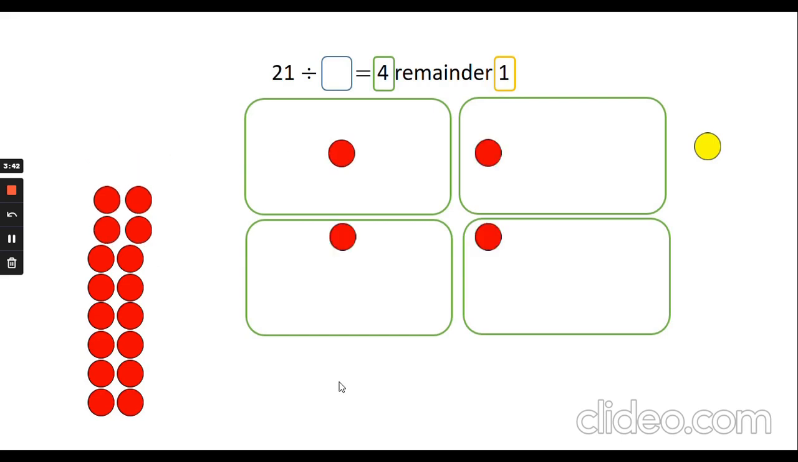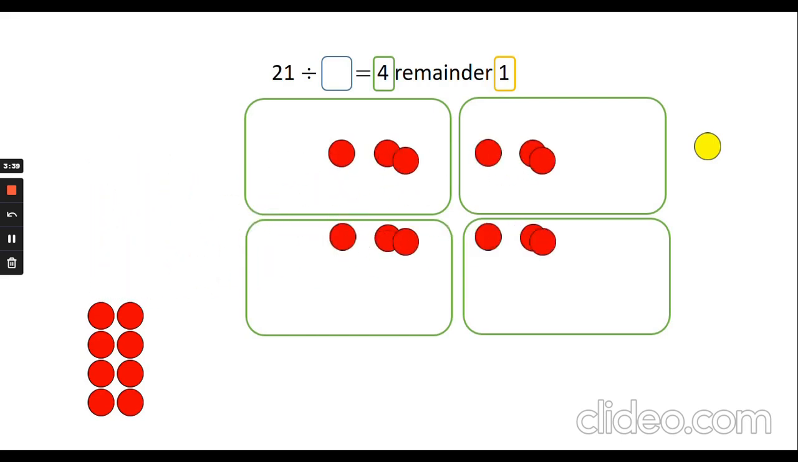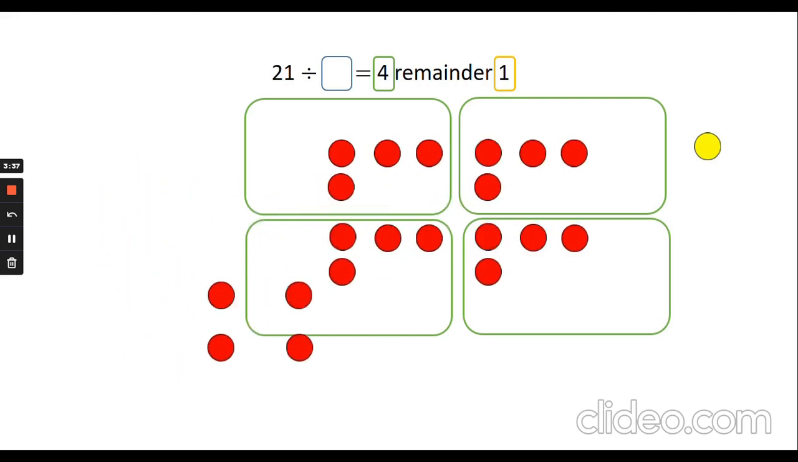So once we share out our counters equally into each box, we can see that there are 5 counters in each box. So if we were trying to make groups of 5, like we have done, there can be 4 groups of that 5 and 1 left over. So we have successfully worked out that the missing number is 5.